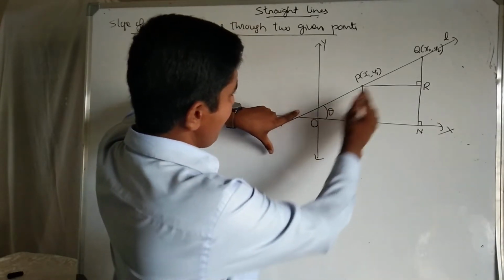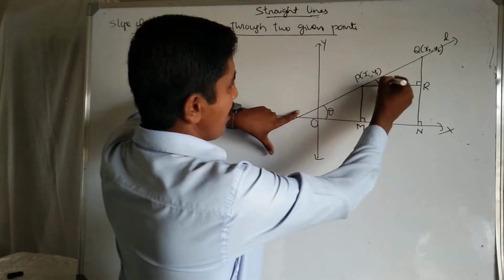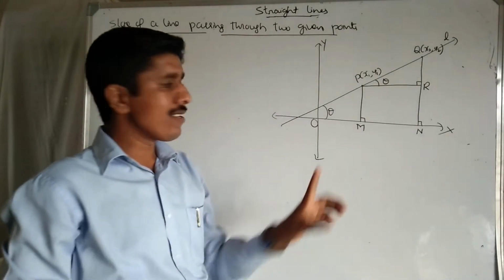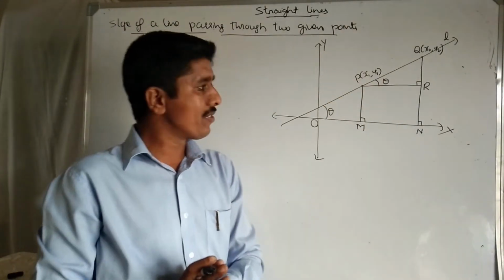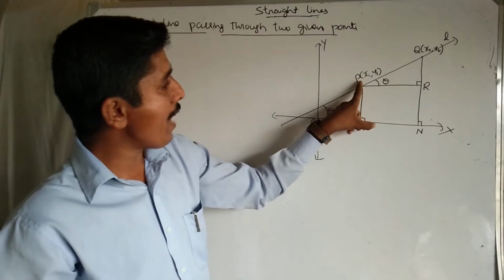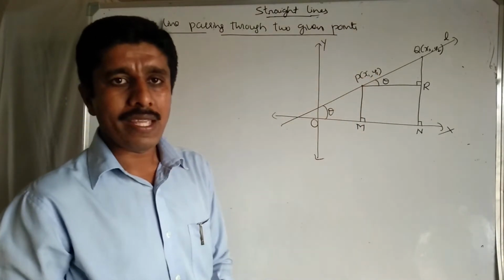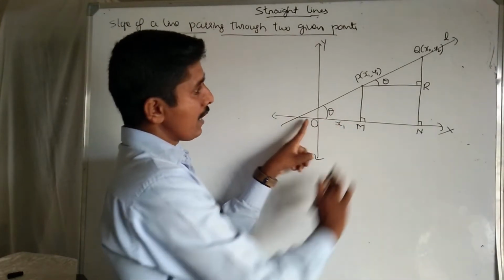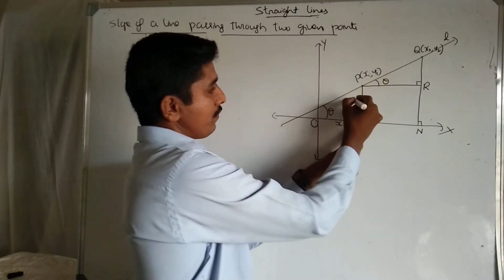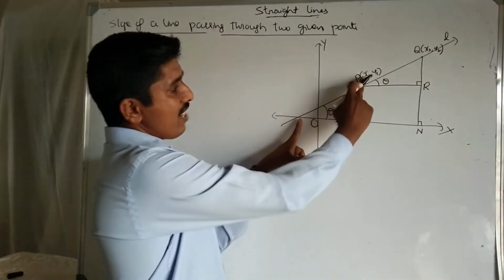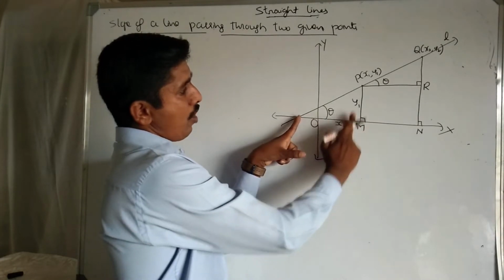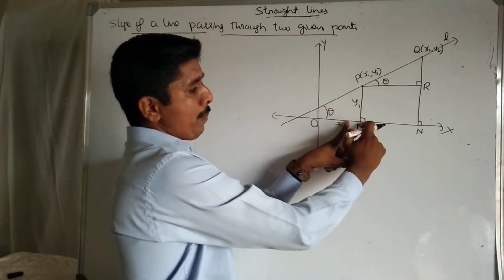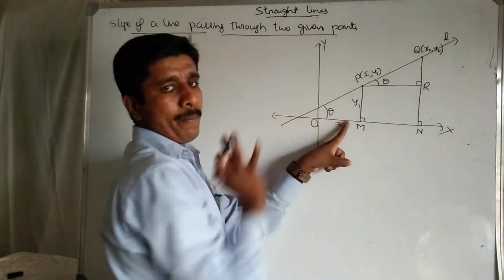This angle is theta. Then what about this angle? Clearly this is also theta. Mind it, this angle and this angle are corresponding angles. Got it. Clearly from the figure, point P coordinates are x1 comma y1. OM equals x1, and this PM equals y1. Don't get confused. The x coordinate is always the perpendicular distance from the y-axis up to this point P. This is x1. And the y coordinate is always the perpendicular distance from the x-axis to point P.